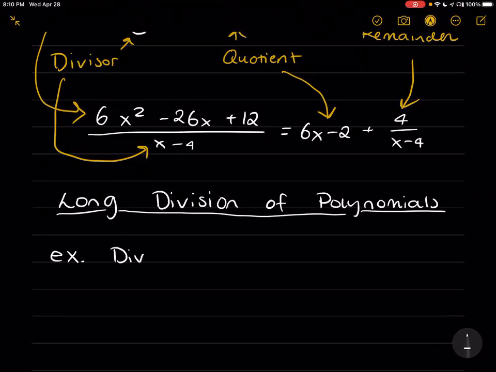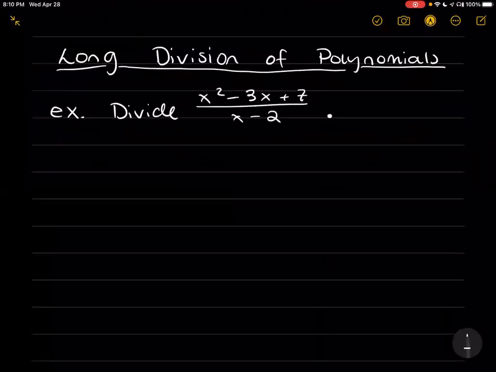Let's divide x squared minus 3x plus 7 by x minus 2. So this problem right here is fairly straightforward. We just have a quadratic, a degree 2 polynomial on the top, and a linear, degree 1 polynomial on the bottom. So this division will be fairly straightforward.